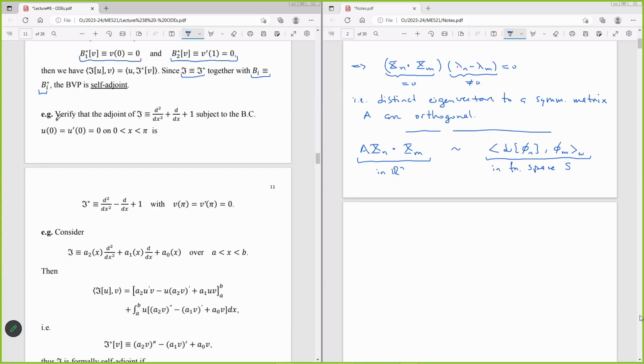I'm going to give it to you as an exercise. This is your operator, and L star turns out to be this. You see, there's a difference. I'm going to leave it to you to verify this, and also verify this. So L and L star are totally different, so not self-adjoint.